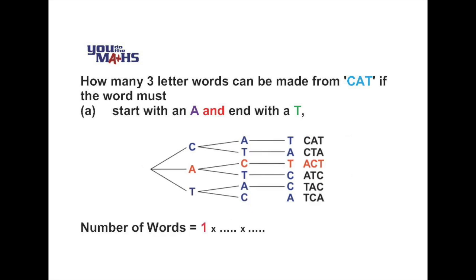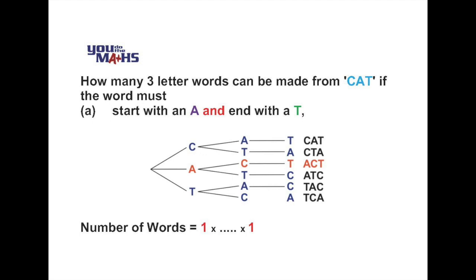When forming our 3-letter word, we know that in the first place there has to be an A. So what we do is we place a 1 there because we've only got one option. At the same time, we must end with a T. So there's only one letter that can go in the last place. So we put a 1 in that place as well.